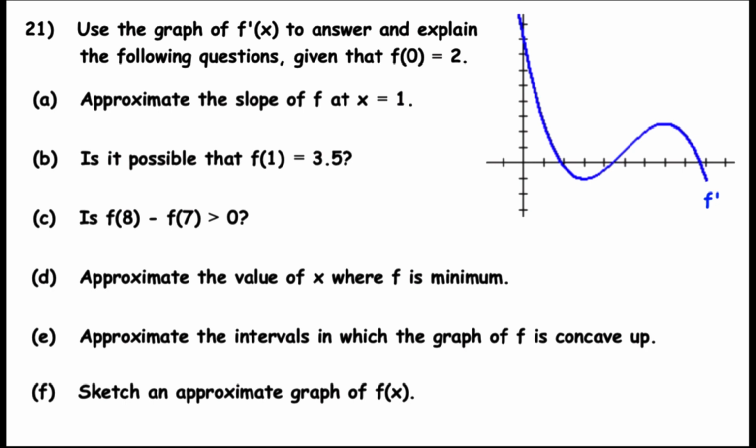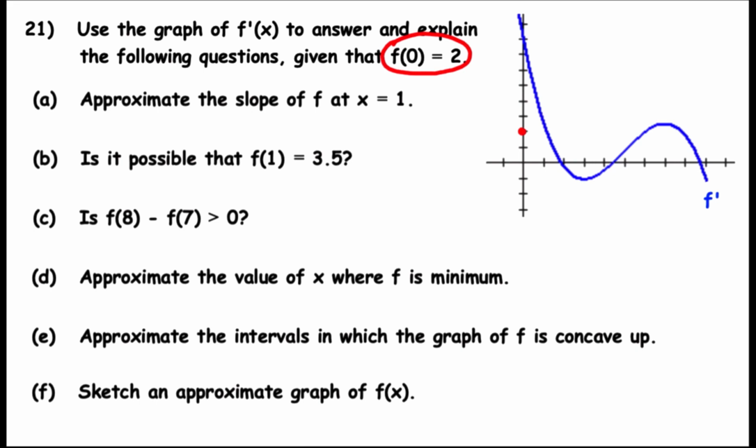In fact, the only thing I know about the original graph that's not pictured is that it goes through the point 0, 2, which of course is right here. But other than that, I don't know where it is. But we're going to answer 6 questions concerning it. So here we go. Approximate the slope of this mystery graph of f when x is 1.